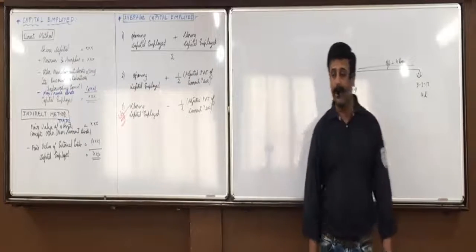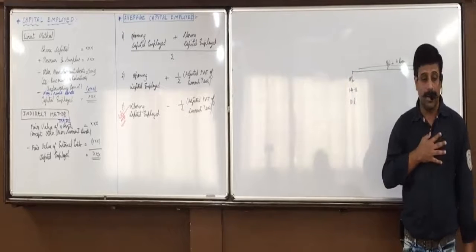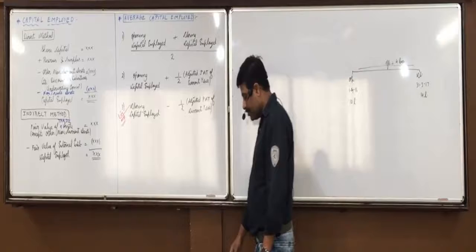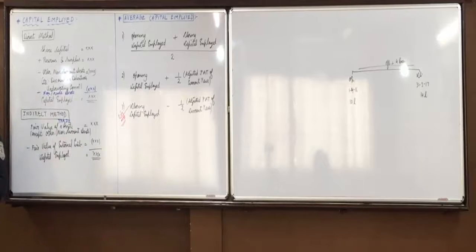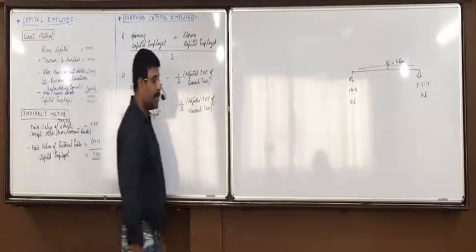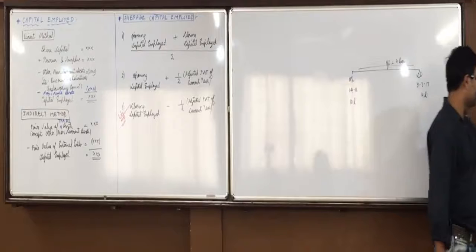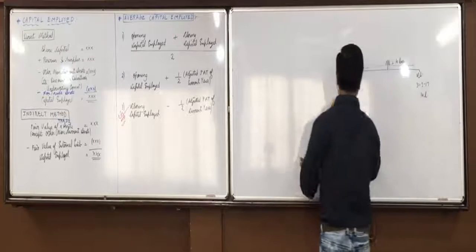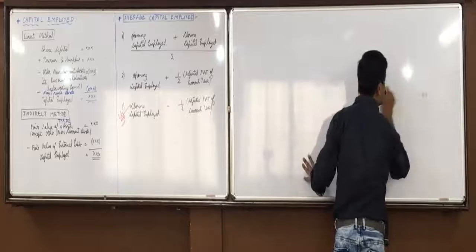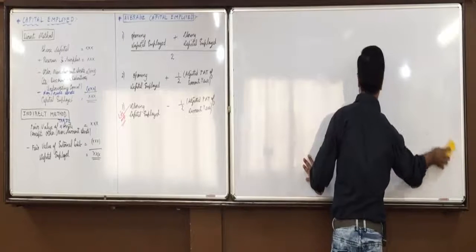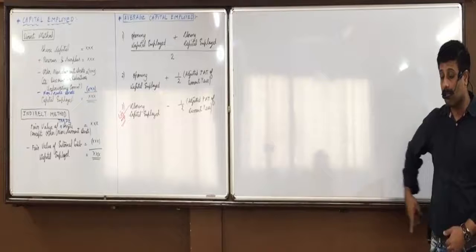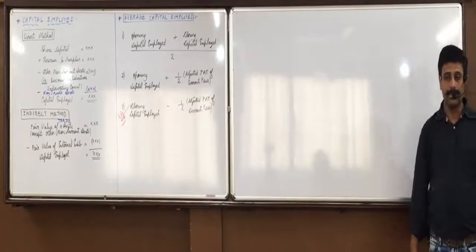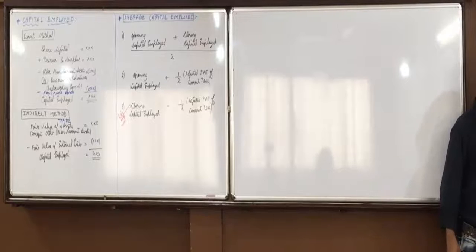And the second one: if nothing is mentioned, then goodwill should always be valued on the basis of average capital employed. Understand this? All of you?